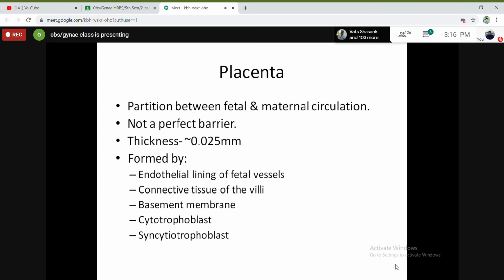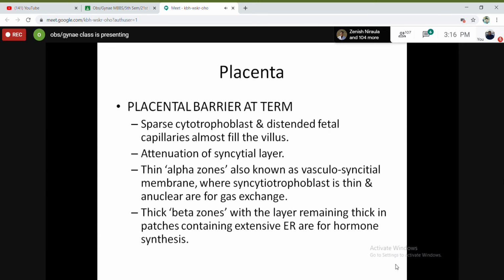So the placenta is basically a partition between the fetal and the maternal circulation. It is a barrier between the maternal and fetal circulation, but it's not a perfect barrier. The thickness is around 0.025 millimeter, and it is basically formed by the endothelial lining of the fetal vessels, connective tissue of the villi, basement membrane, cytotrophoblast, and syncytiotrophoblast.